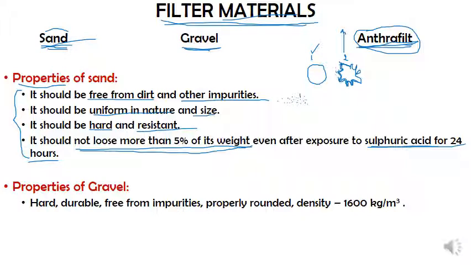Gravel is nothing but a coarse aggregate, while sand is a fine aggregate. So gravel should also have all the properties of sand that we have discussed. Along with that, it should be hard, durable, free from impurities, properly rounded, and it should have a minimum density of 1600 kg per meter cube.